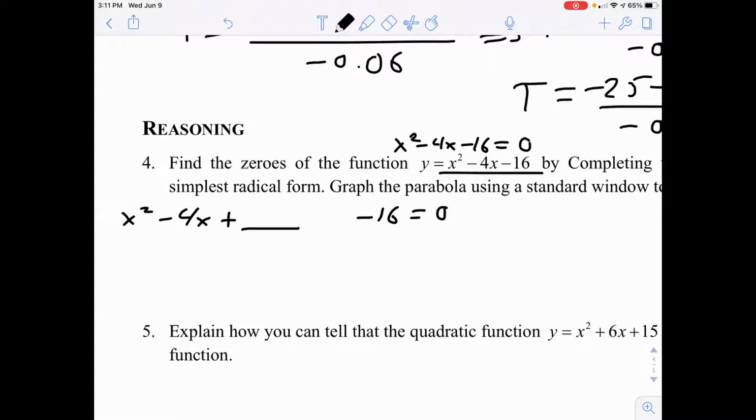What goes in here? b over 2 squared. So let's figure that out. b is negative 4. Take half of that, which is negative 2. Square it, we get 4. Don't forget to subtract the 4.